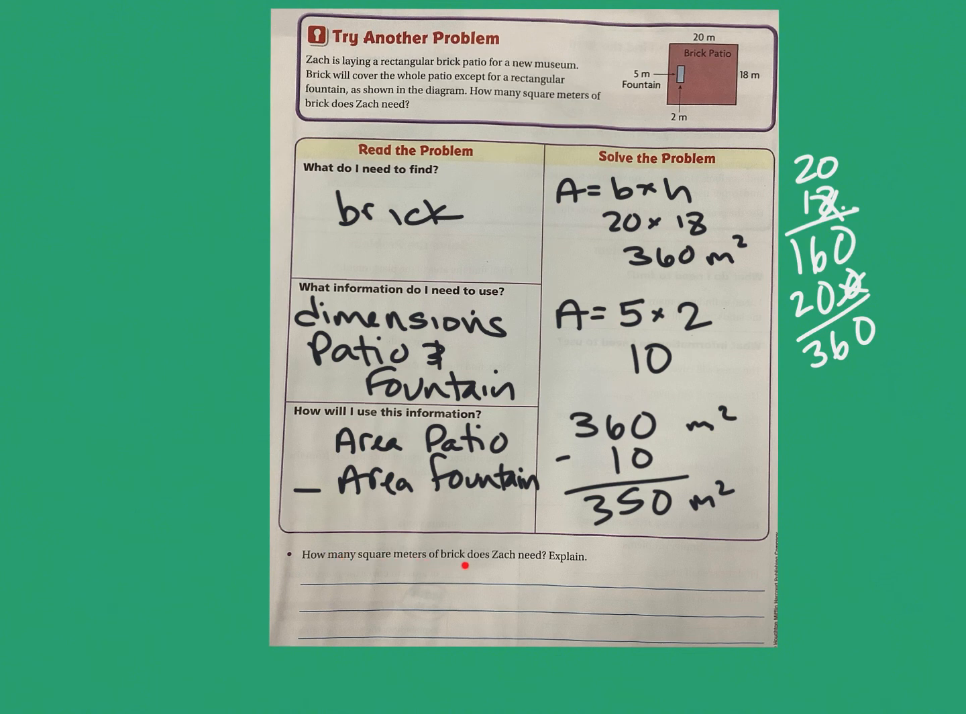How many square meters of brick does Zach need? He needs 350 meters square because the brick patio is 360 meters, and we subtract from it the 10 meters for the fountain. That's how we got 350 meters square. That's my explanation. Let's look at the share and show.